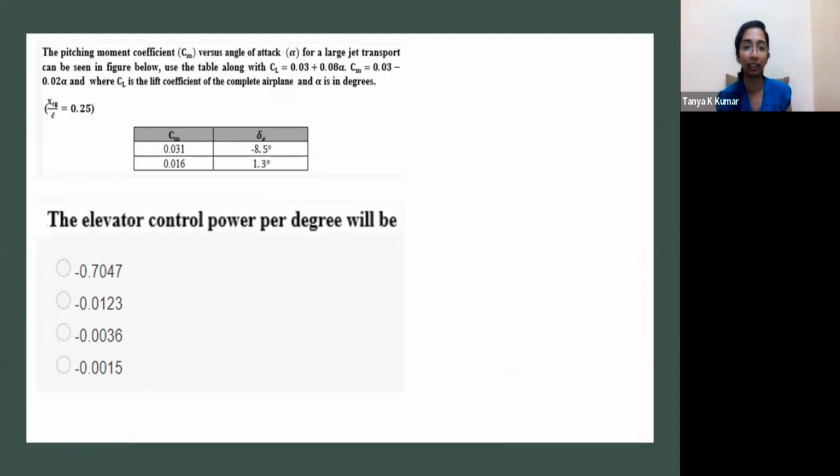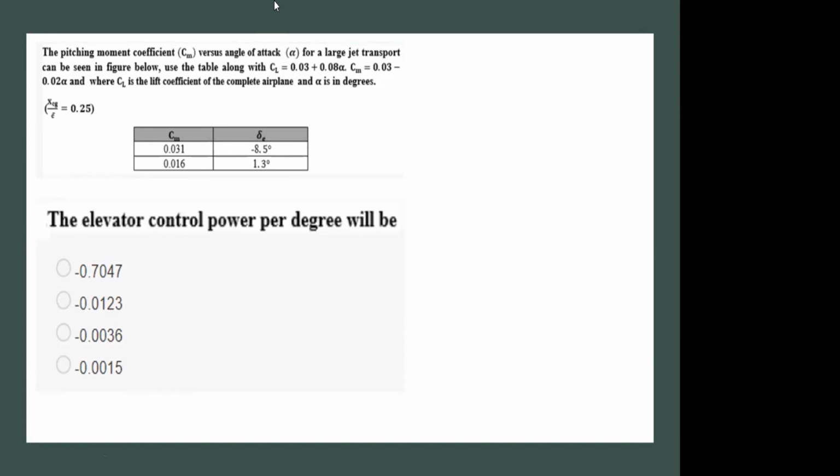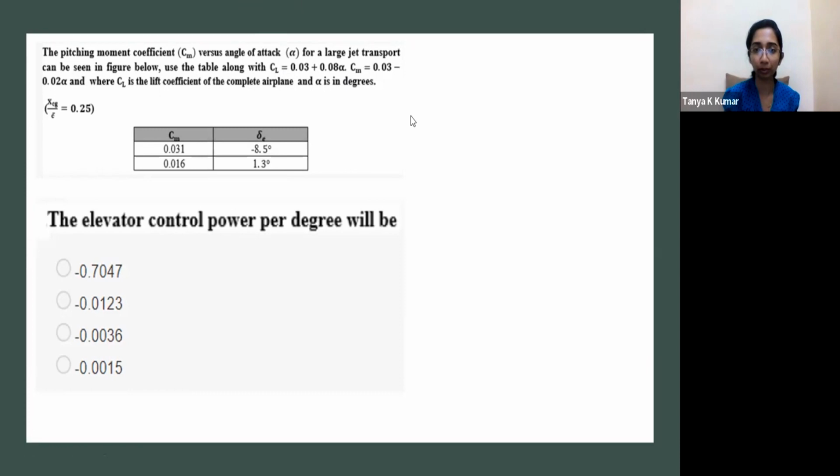How do you start? What is elevator control power? What is the term that we need to find out? When they say elevator control power, what are we calculating? How do you represent it? Someone please tell me. dCm by d delta. Yeah, Cm delta, correct.